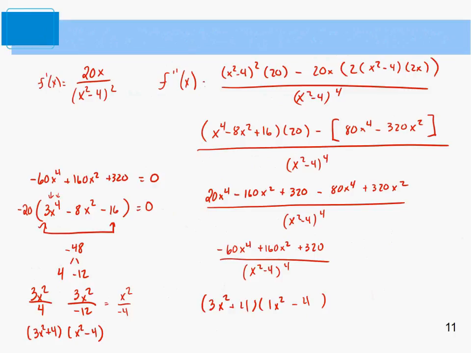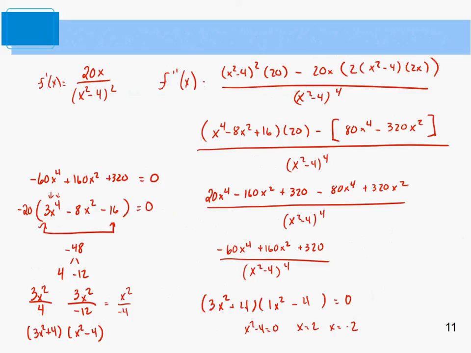So now we've got to set these equal to 0. Can 3x squared plus 4 ever be 0? No, because x squared is always going to be a positive number. A positive plus a positive is always going to be positive. Can't be 0. Okay? However, can x squared minus 4 be 0? That happens at x equals 2, x equals negative 2.